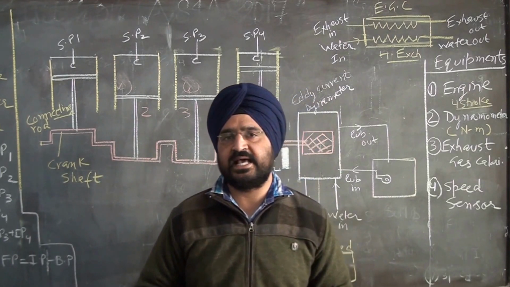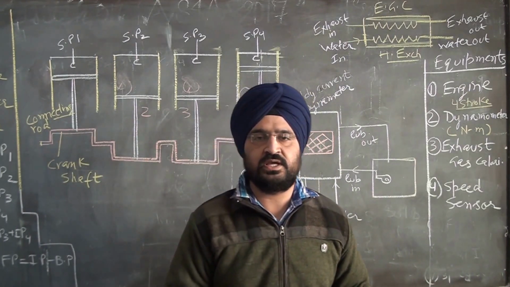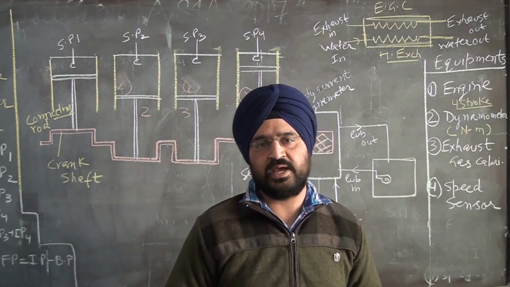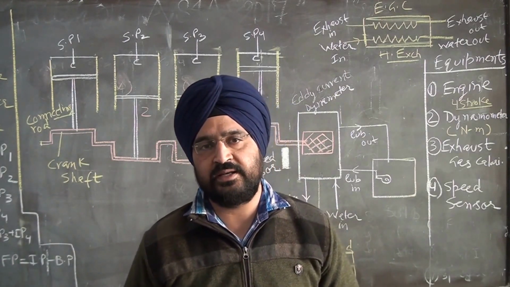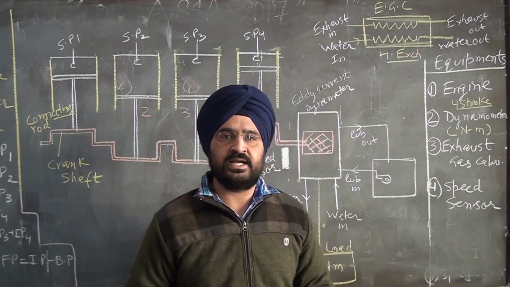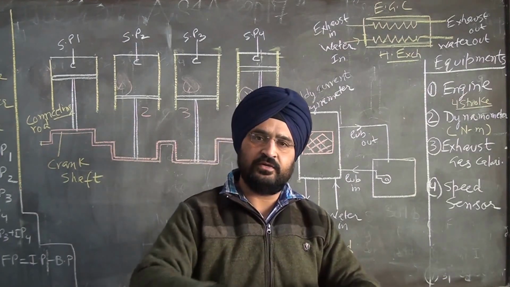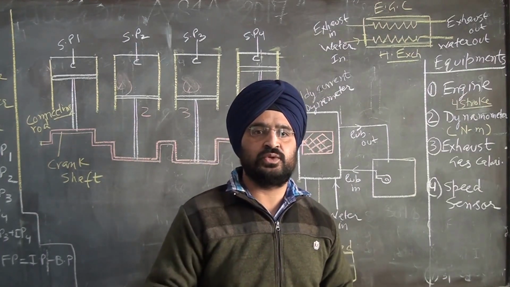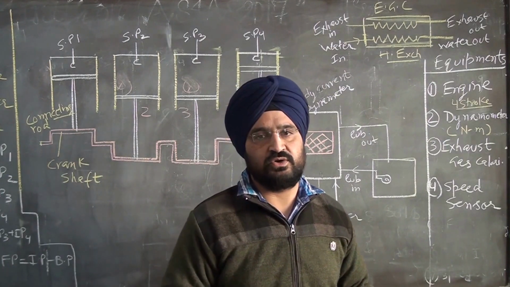The exhaust gas calorimeter should not be confused with the bomb calorimeter, because the bomb calorimeter is used to determine the calorific value of the fuel. Here the exhaust gas calorimeter is used to recover or remove the heat that is going out from the exhaust of the engine.